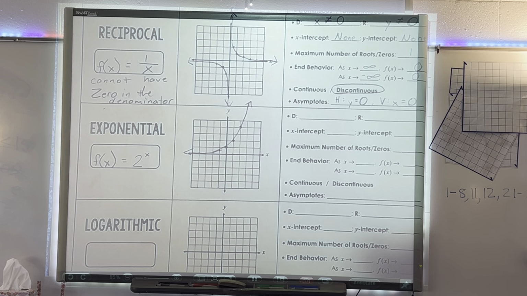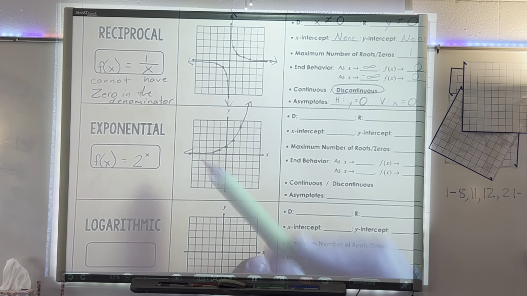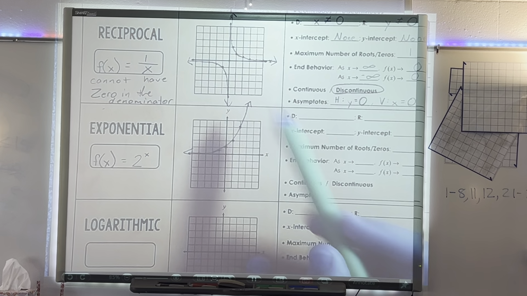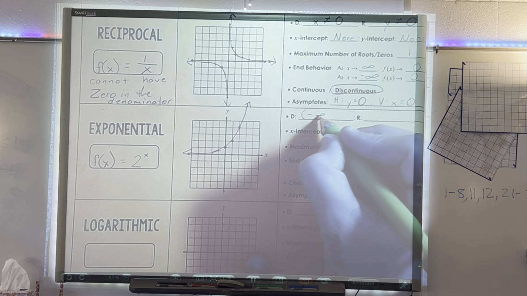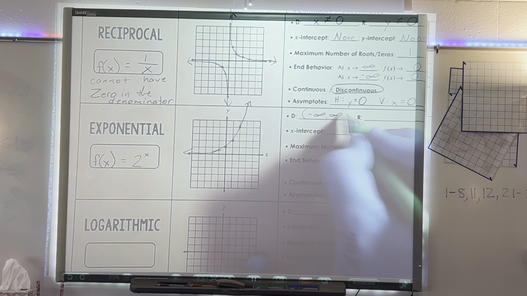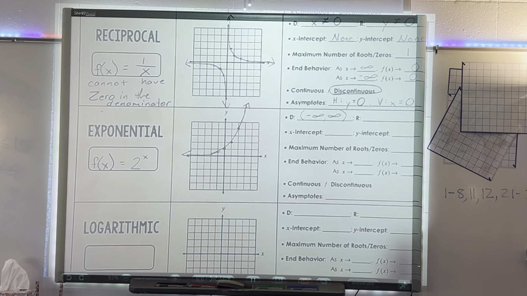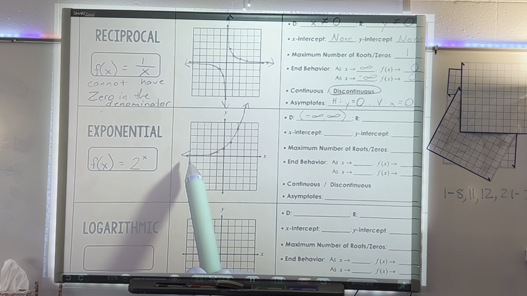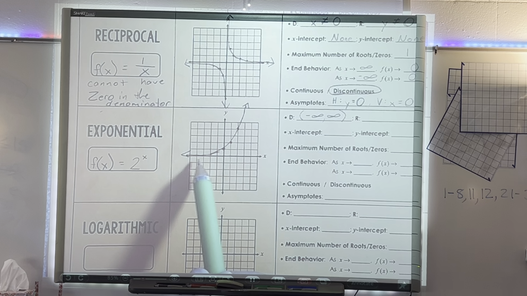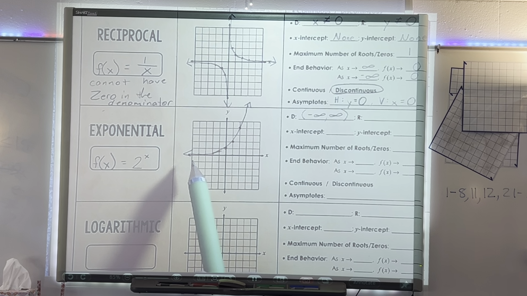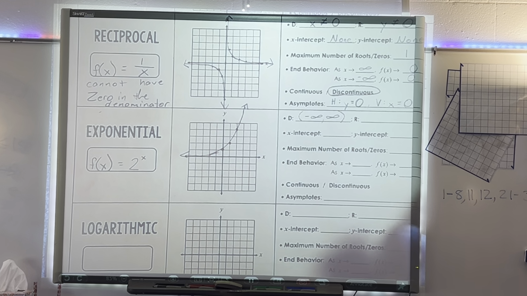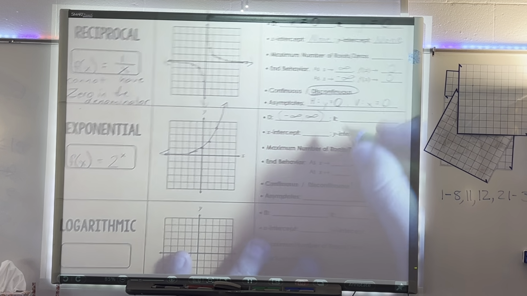Alright, so in this case, for my domain, I've got an arrow going to the left. This arrow is going to the right, so I can write my domain as negative to positive infinity, right? But over here, what's happening? Am I going to cross this line? No. Am I actually going to even get to touch that line? No. It's going to look like it, but I don't actually. So if I can't actually touch it, how would I write my range then?